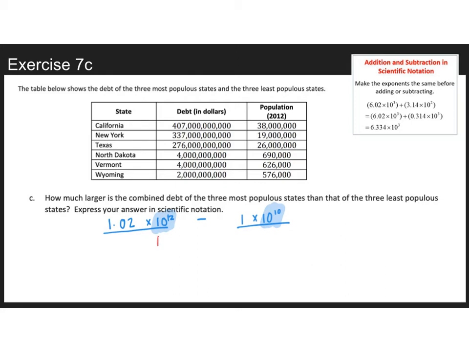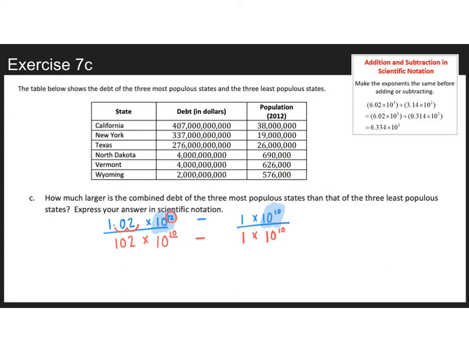I'm going to change this first one. I want this to just say 10 to the 10th. Okay? So if I made this 2 spaces, 2 numbers smaller, I'm going to be making this 2 spaces bigger. It's going to actually be 102 times 10 to the 10th minus 1 times 10 to the 10th.